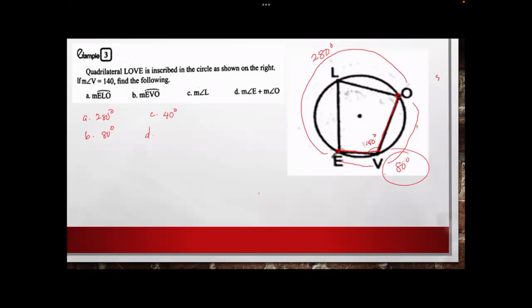Next, for the letter D, we have angle E plus angle O. Yung E natin, angle E at saka angle O. Now, if this is 40, we have to apply the measure of the quadrilateral angles. What is the sum of the measures of the angles of a quadrilateral from your grade 9? If the triangle is 180, what is quadrilateral?